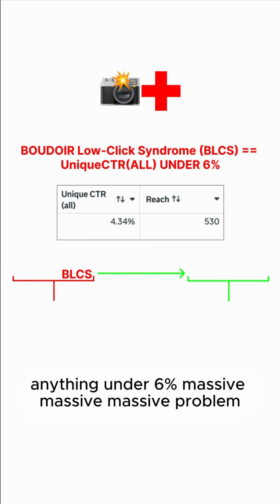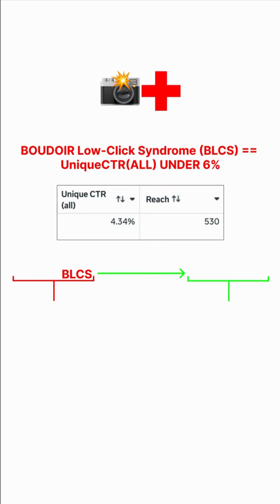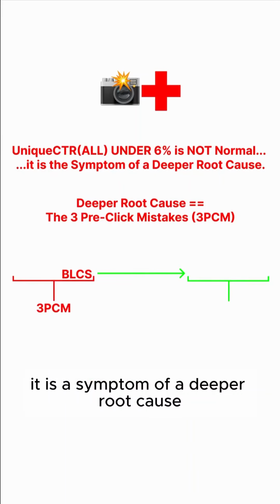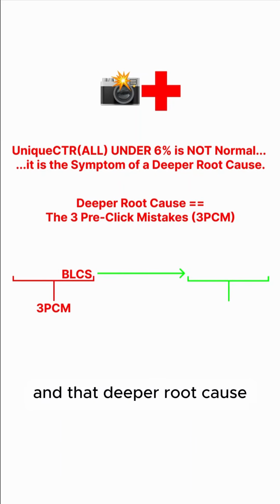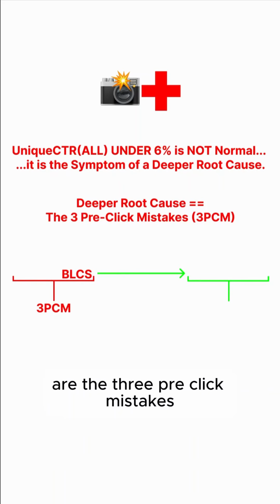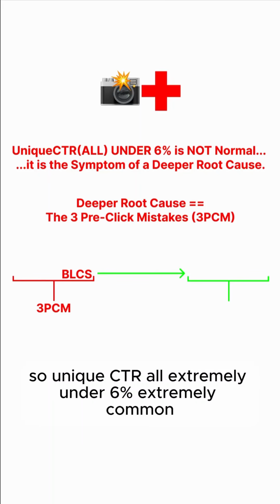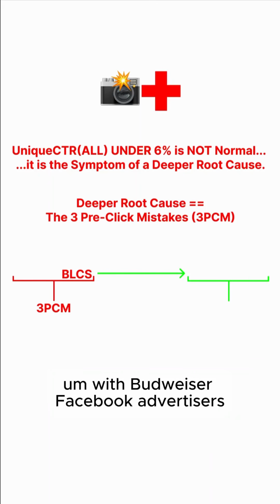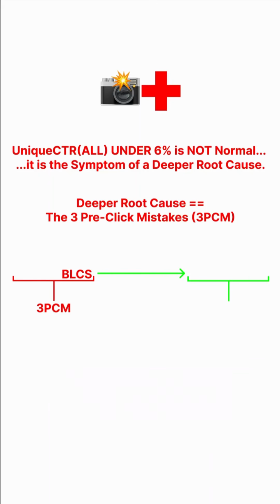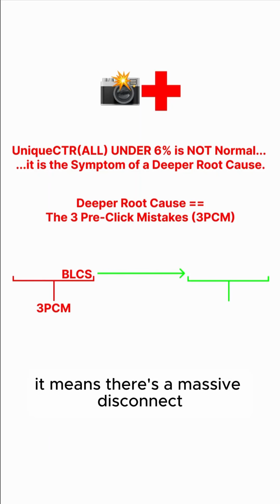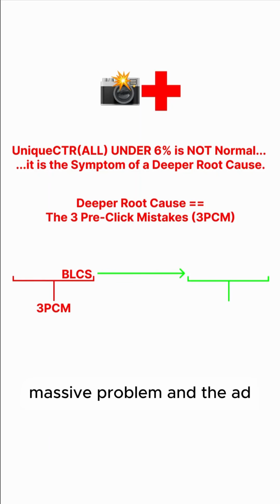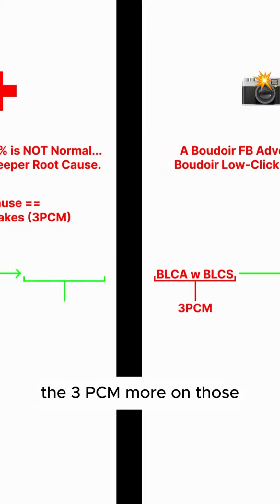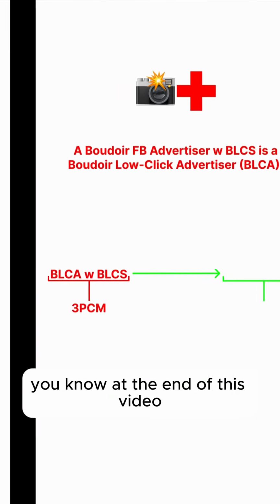Anything under 6%, massive, massive, massive problem. That's because a unique CTR all under 6% is not normal. It is a symptom of a deeper root cause, and that deeper root cause is the 3 pre-click mistakes. Unique CTR all extremely under 6% is extremely common. It's the most common thing I see with Boudoir Facebook advertisers, but it's not normal. It means there's a massive disconnect in the ad. The deeper root cause is the 3 pre-click mistakes, the 3 PCM. More on those at the end of this video.